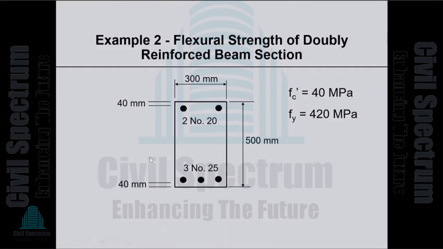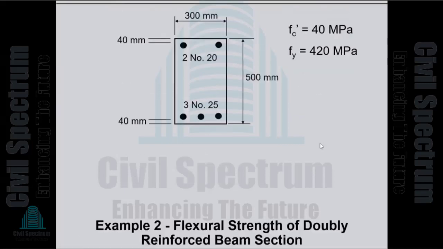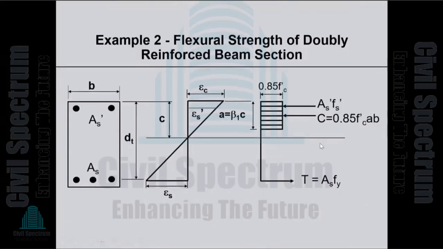Okay, so some numbers. Same 300 by 500 section. Same three number 25 bars here. We have added now two number 20 bars as compression reinforcement. The clear cover at the top is also 1.5 inch, 40 millimeters. That is the required minimum cover for a beam. f sub c prime, f sub y as before, no change. So the only difference between this example and the previous one, we have added the two number 20 bars. There is nothing here that I haven't explained.